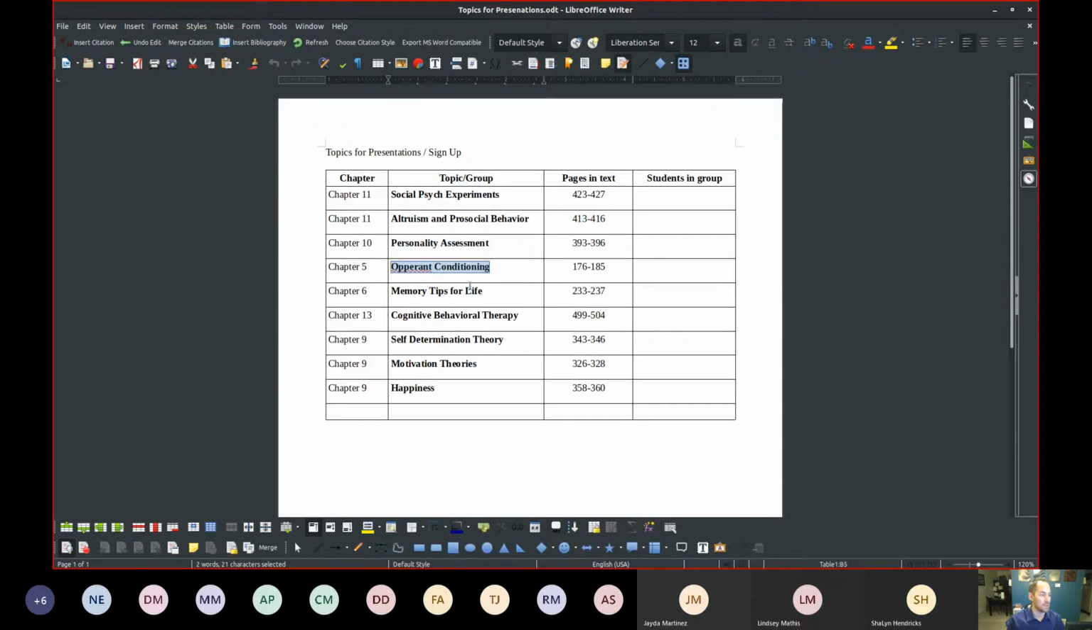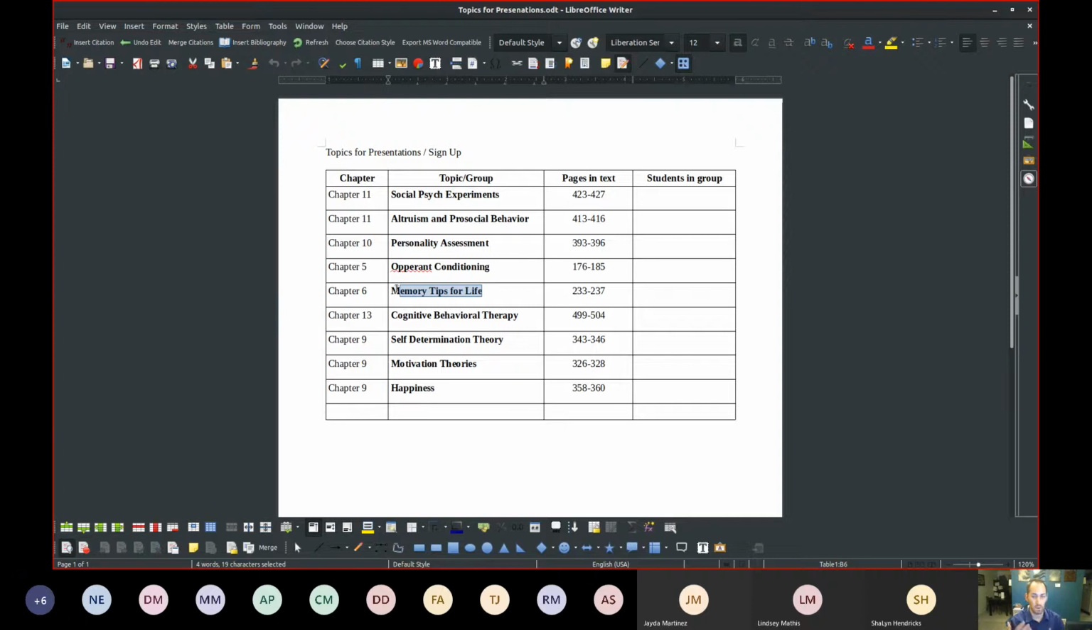That kind of thing. The memory tips for life, it gives quite a few tips, but it really goes over them very briefly. So if you wanted to dive into a lot of depth on two or three of those, that would be really useful. Or if you wanted to cover as many memory tips as you could in a short amount of time, that'd be great too. So there is a lot of freedom with this.